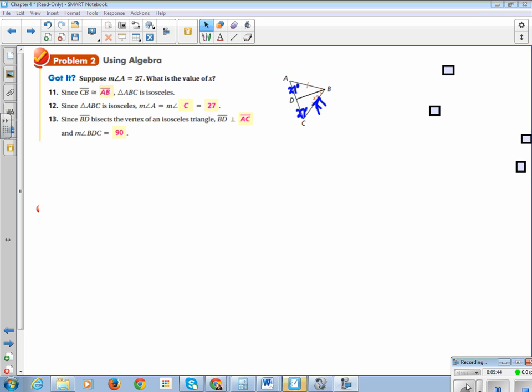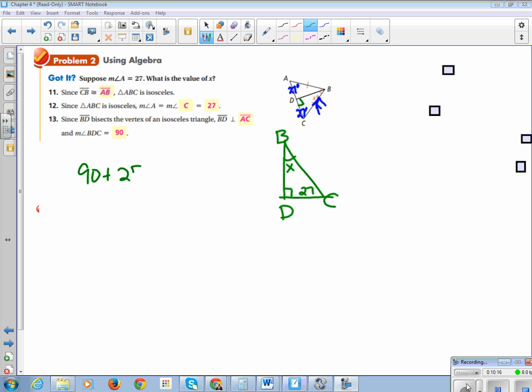And so the measure of BDC is going to be 90 degrees. All right, so now we're just going to isolate triangle BDC. We're going to say this is 90, this is 27, this is X. Can we solve these guys? Easy peasy lemon squeezy. All we have to do is go 90 plus 27 plus X is equal to 180.